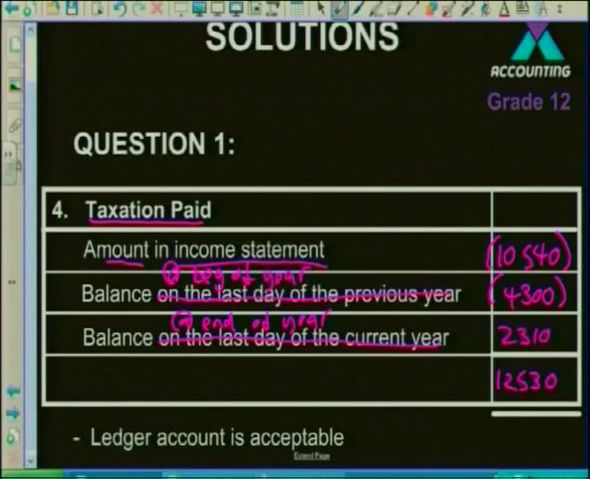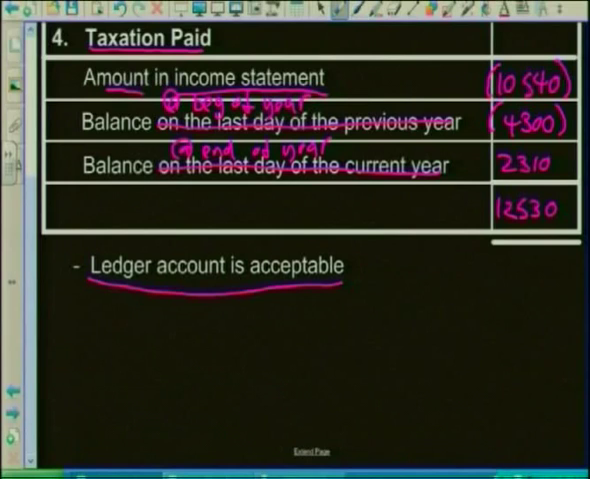12,530 was the actual amount that we paid towards taxation. Now, please remember, guys, even for dividends, you will find that in the exam, they will tell you that a ledger account is acceptable. So instead of doing this note, you might prefer to do the SARS income tax account. I know for a fact that most of my students prefer to do the T account. So you have a choice, either to do the note or choose to do the income tax T account.